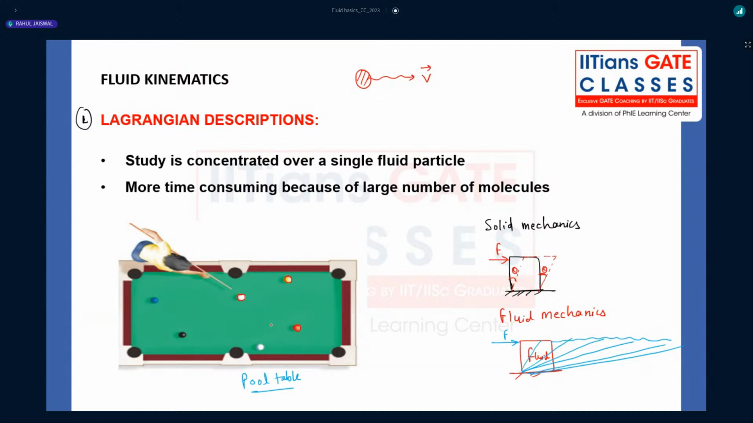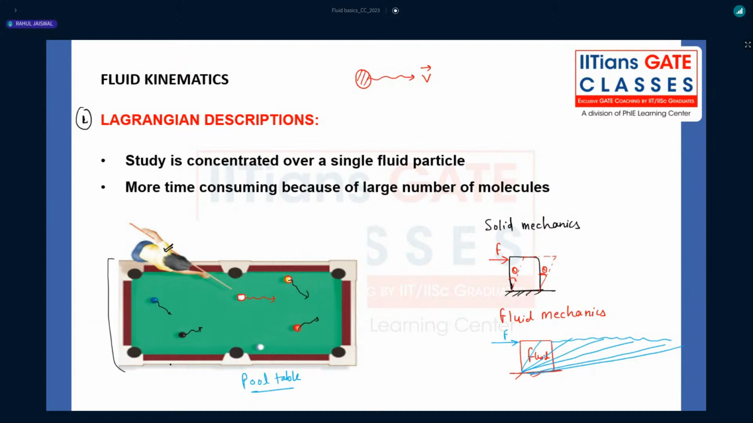Suppose you are hitting the ball with this stick, so you can analyze the motion, right? You can see the path that is traveled by each individual ball. This person is able to trace individual ball motion, right? So that is the Lagrangian description. What is the meaning of Lagrangian description? We are tracing each and every individual particle of a flow field, right?